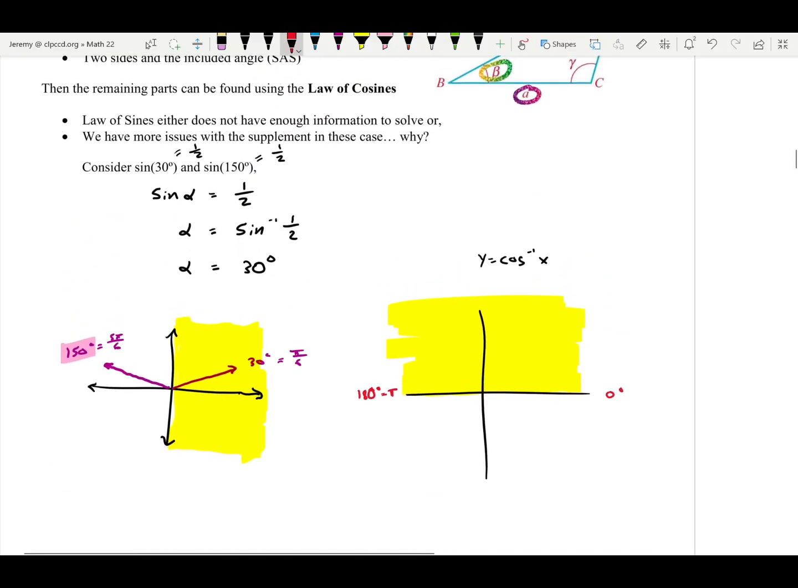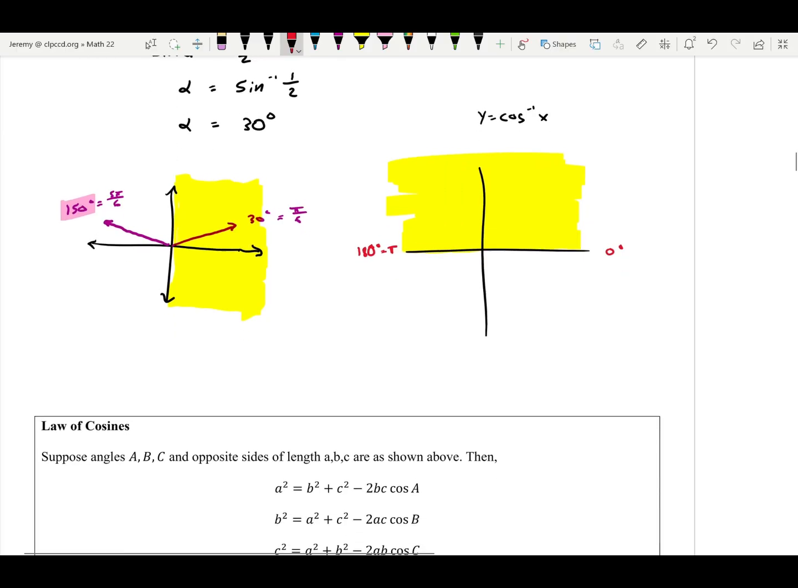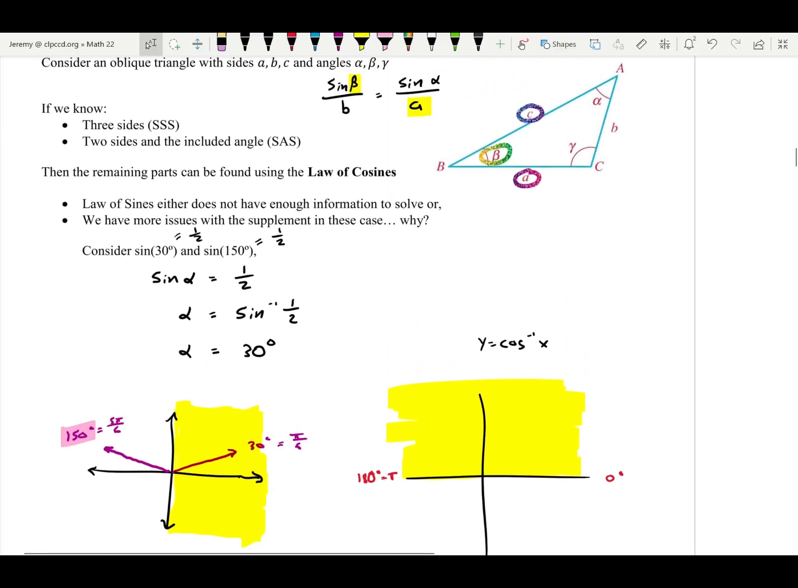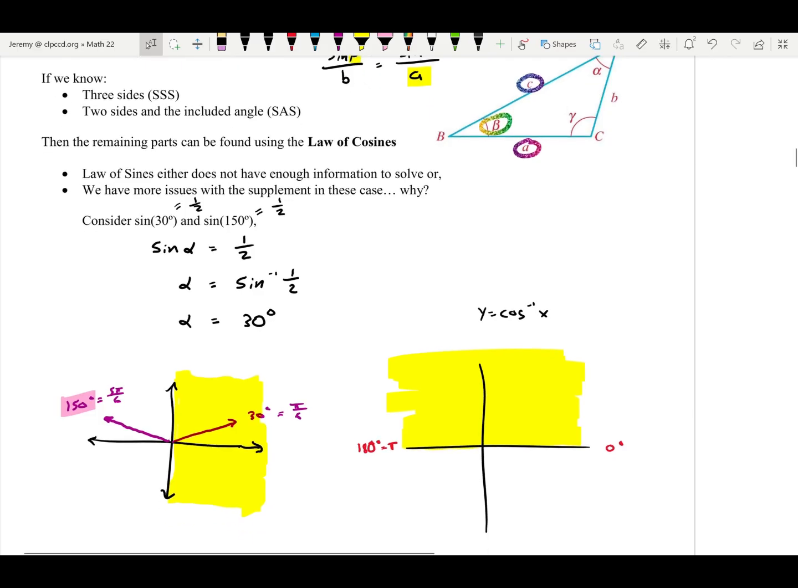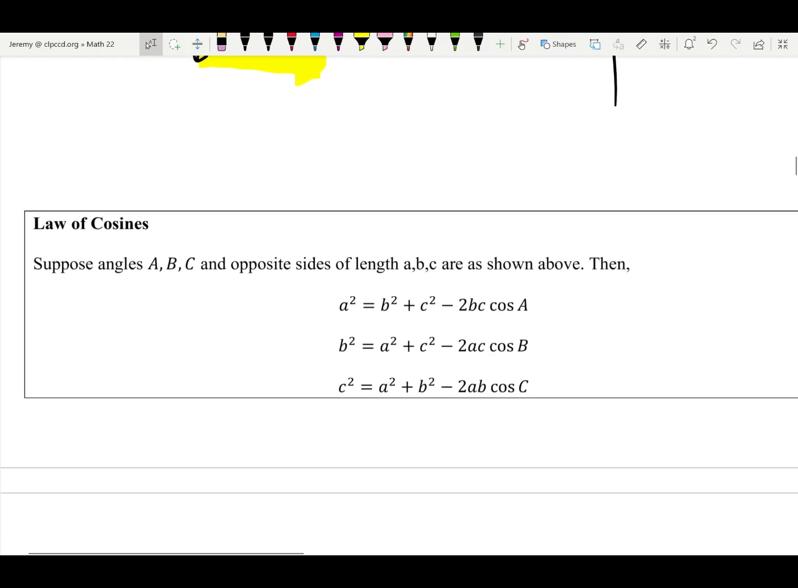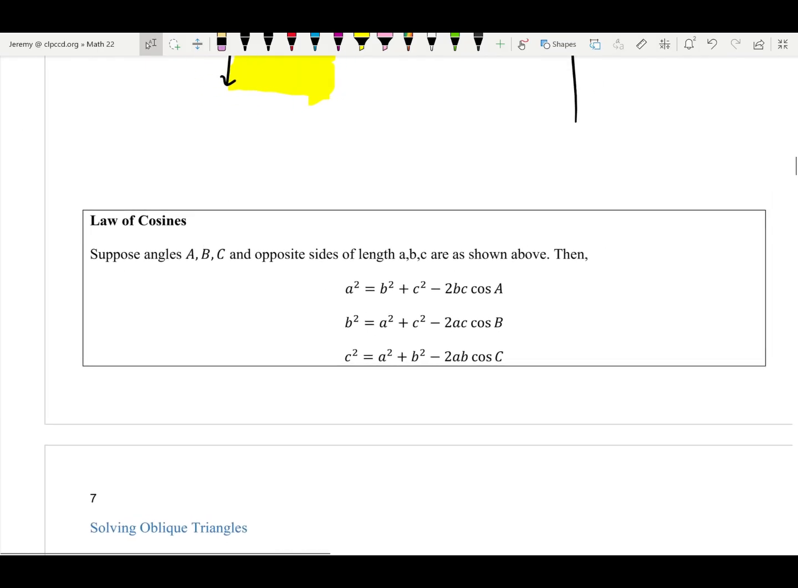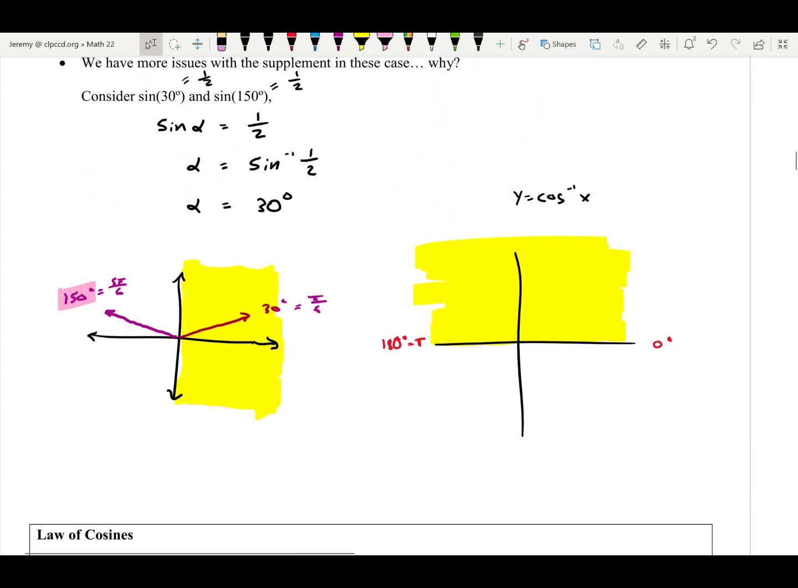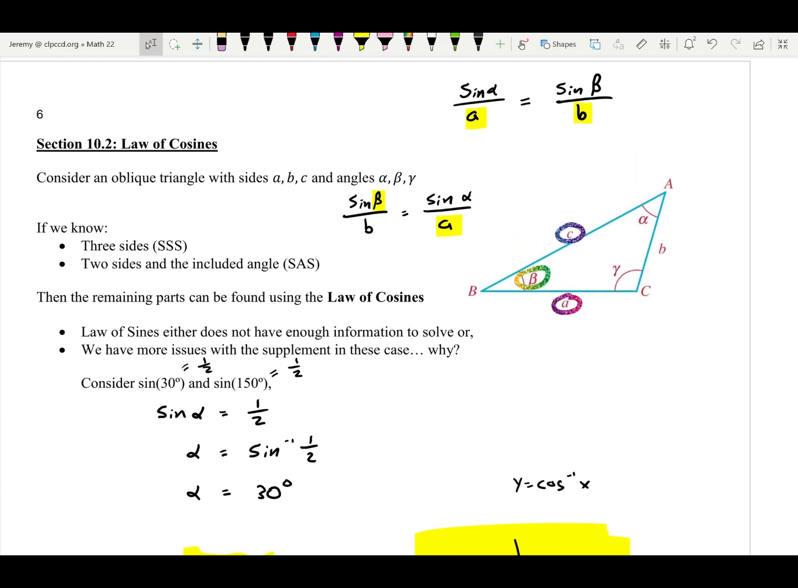This is all to say that using formulas involving the cosine function allows us to sidestep pretty much all of the issues that we might run into using law of sines. So I'm not going to do a derivation for this one, but here is the law of cosines. Suppose we have angles A, B, and C, and they're all opposite to side lengths a, b, and c, just like in this triangle up here.